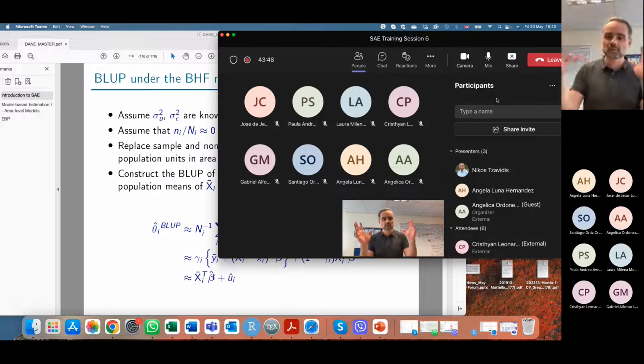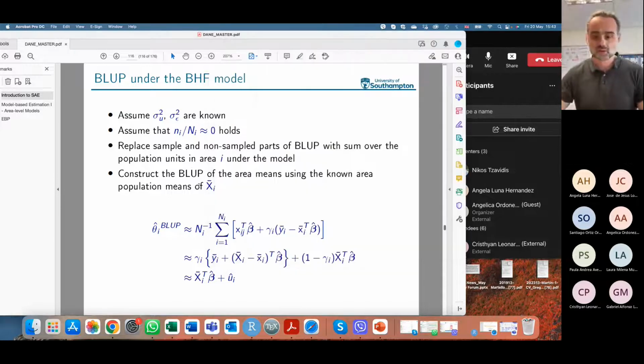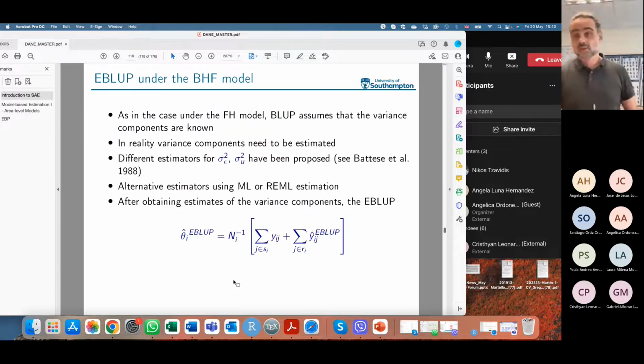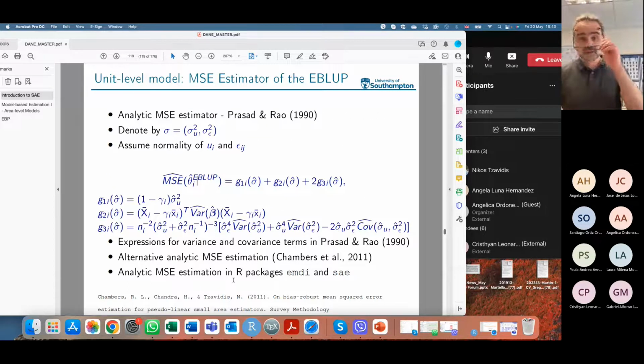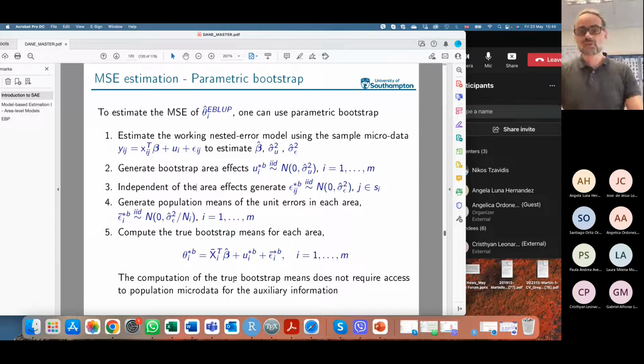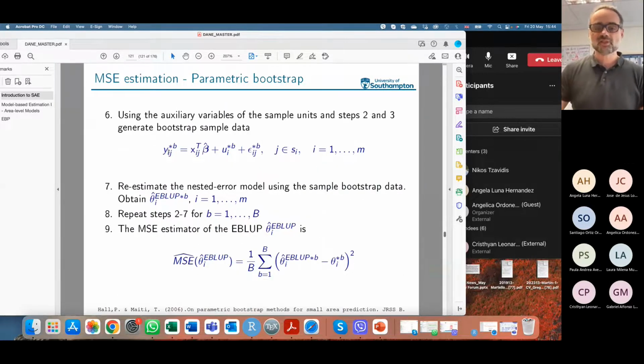With these two pieces of information, you can construct your BLUP as described down here, or the EBLUP when you replace the variance components by the estimated values, and you can compute your mean squared errors either using analytic estimation or using the bootstrap. The bootstrap doesn't assume anything more than the aggregate X's at the area level and the sample Y's and X's from the sample. That's it.